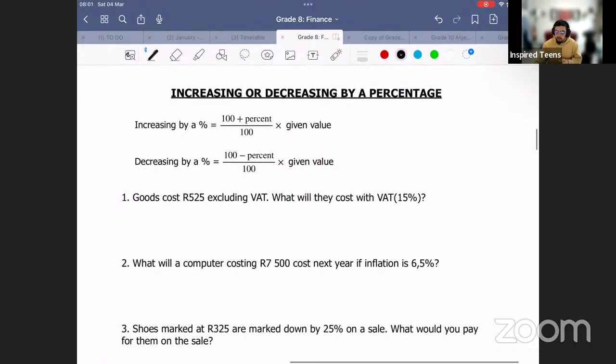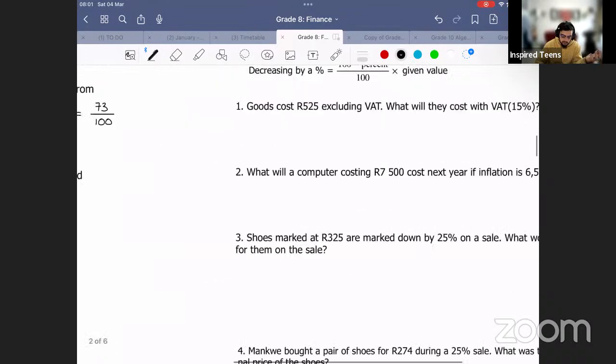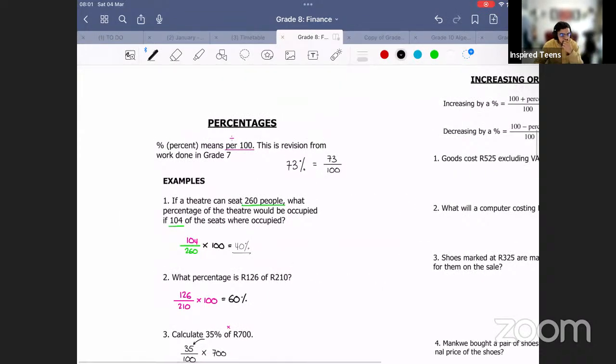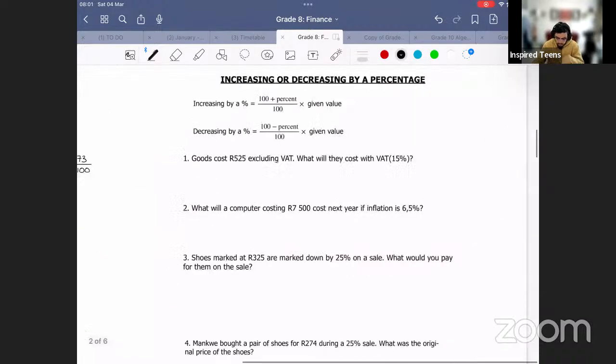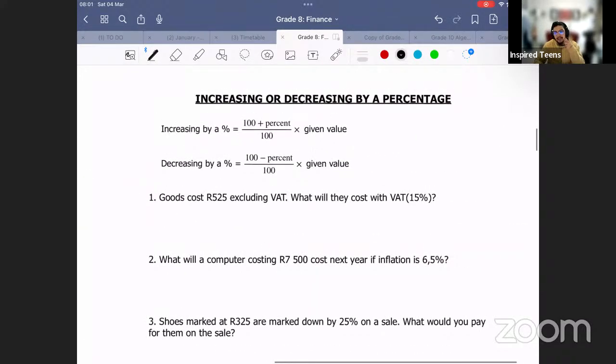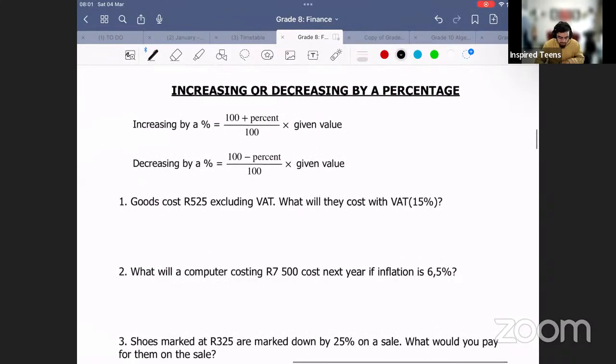Okay, so we're going to continue. Last week we did revision of percentages, which is important for us to remember when we're working with finance. So now we're going to talk about increasing or decreasing by a percentage. We can follow these simple formulas to do this calculation, for increasing by a percentage as well as decreasing by a percentage.